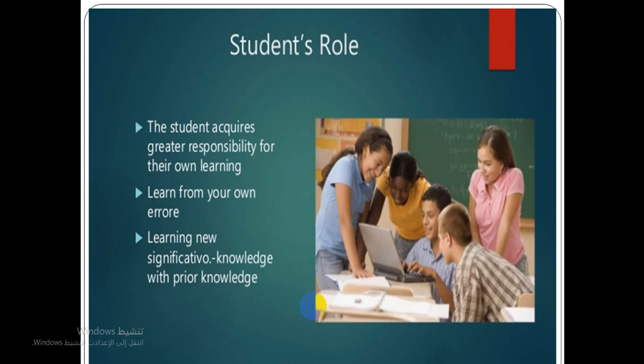What is the student's role in the cognitive code approach? Yes, here, being engaged in this method, students think, learn how to express informed opinions, talk for purpose and for fun, listen, and train pronunciation. So the student acquires greater responsibility for their own learning. Learners learn from their own errors and link new knowledge with prior knowledge.